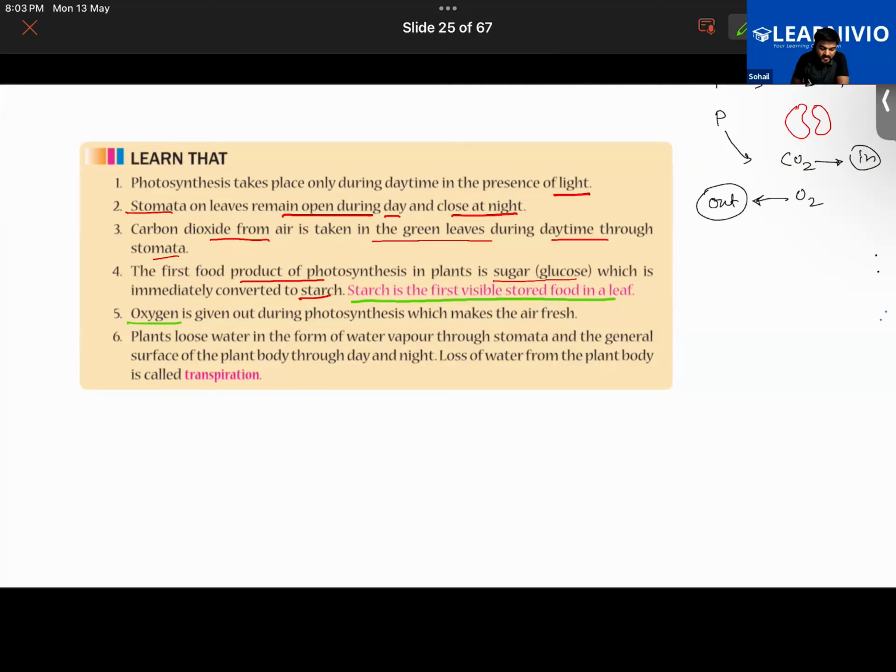And then we learned that the plant loses water in the form of water vapor through stomata and the general surface of the plant body through day and night. So apart from the leaves, water will also be lost from other parts of the plant, like the stems and the flowers. Usually the rate of loss of water from the plant surfaces is high during the daytime. But at night, the rate of loss of water vapor is low. So this happens through a process called transpiration.